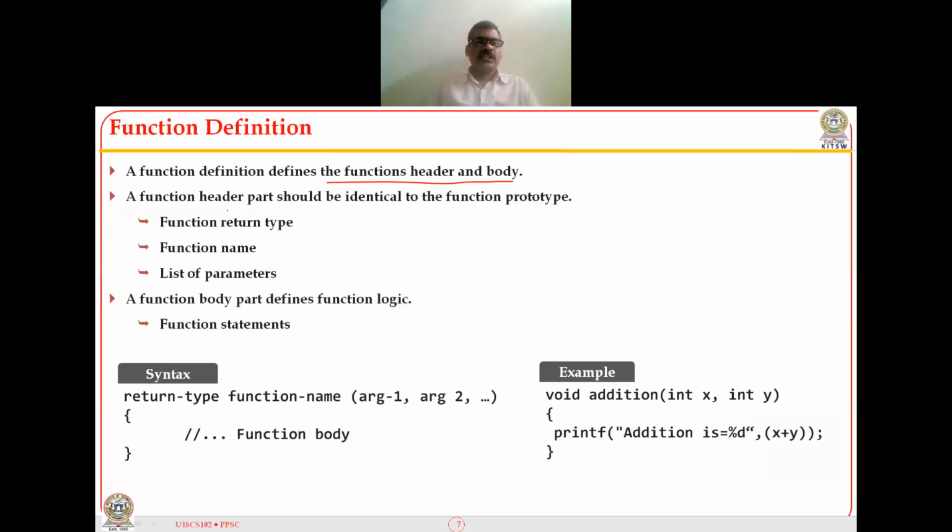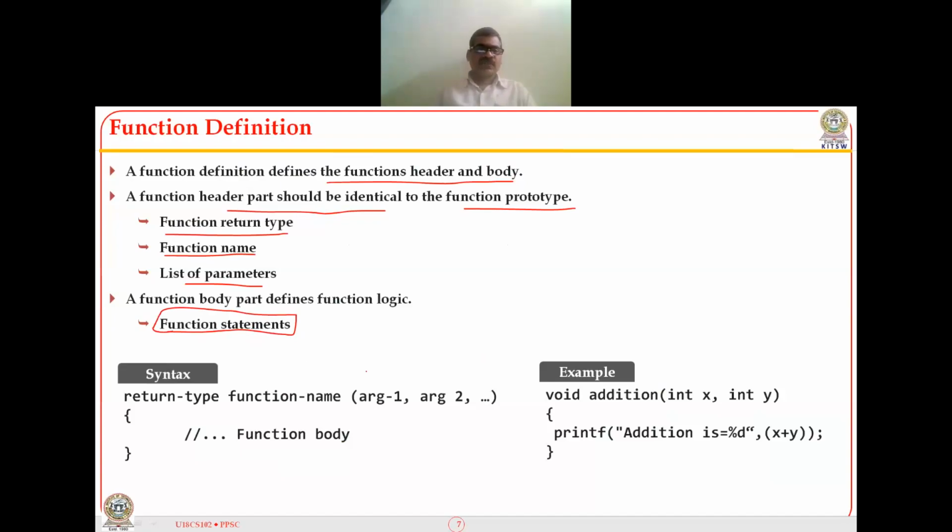So the function header part should be identical to the function prototype, and it consists of what is the return type of the function, what is the function name, and what is the list of parameters that particular function is going to take. These are the three important things which constitute this function header. A function body part defines what the function logic is. Okay, so it constitutes some set of statements which the function has to perform the task.